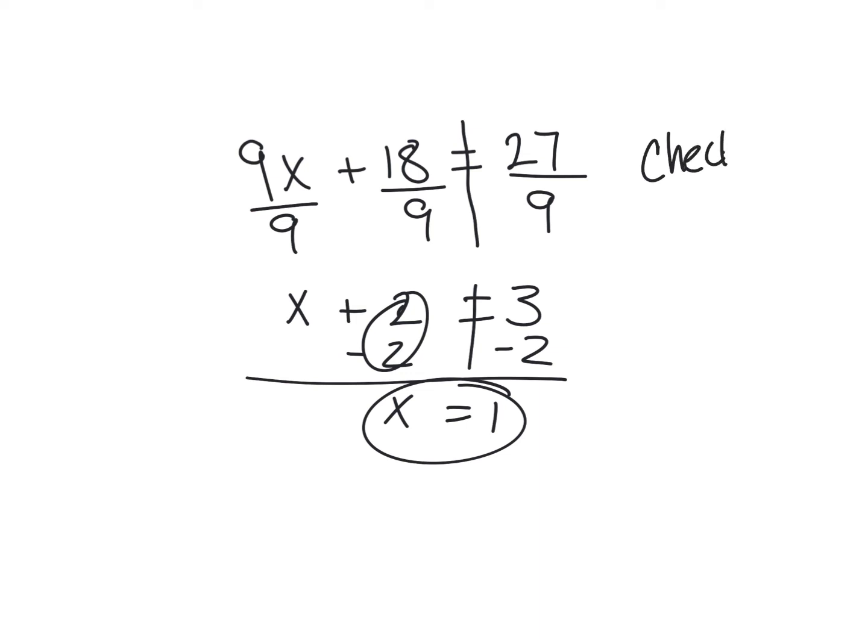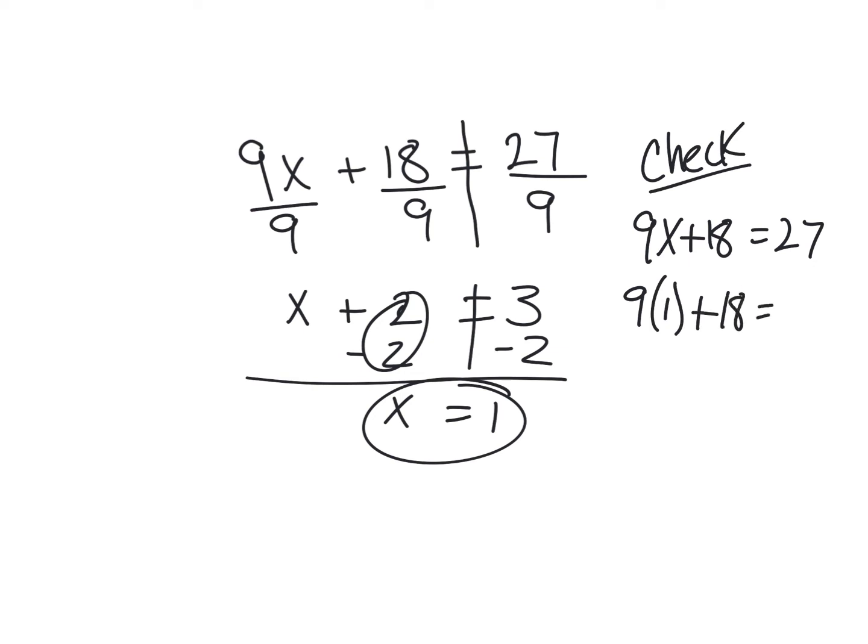I want to go ahead and check my answer, make sure I didn't make any mistakes. Or maybe I wasn't supposed to divide by 9 to start, but we'll check it here. So we have 9x plus 18 equals 27. We do 9 times 1 plus 18 equals 27. Well, 9 times 1 is just 9, so 9 plus 18 is 27, and 27 equals 27.